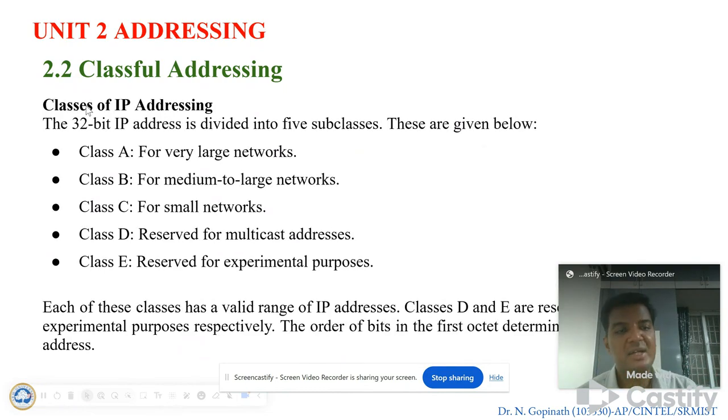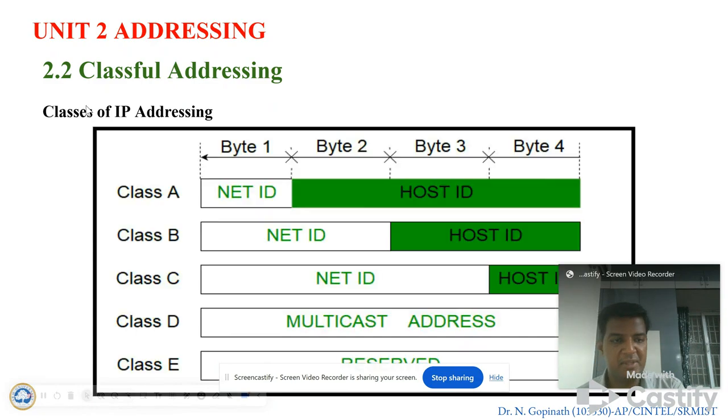Next is the classes of IP address. As we all know, the 32-bit IP address is divided into 5 classes. They are class A, that is meant for very large networks, class B for medium to large networks, class C for small networks, class D reserved for multicast addresses, and class E reserved for experimental purposes. So here is a diagrammatic representation of the classes of IP addressing.